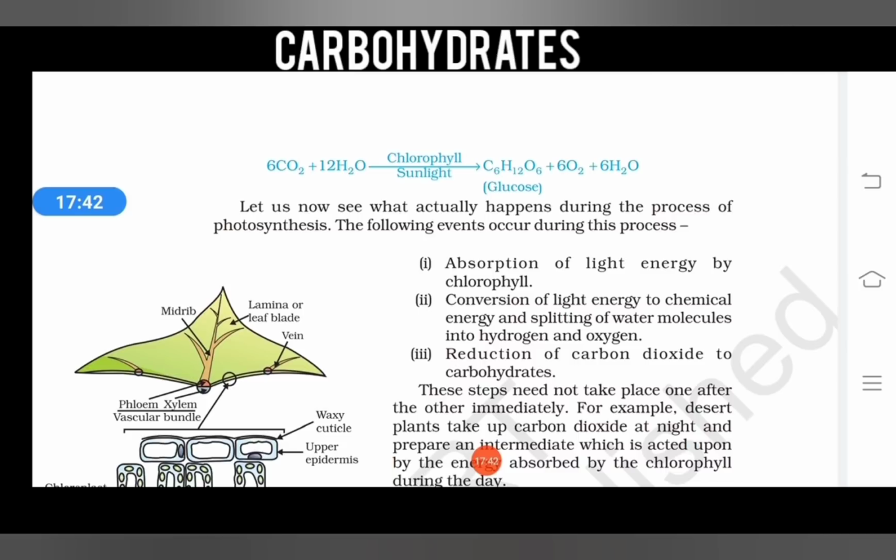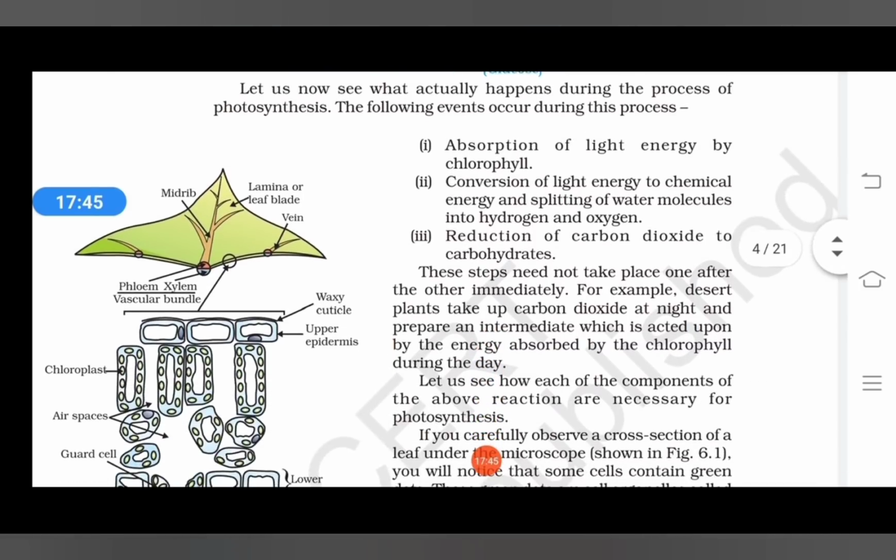So these steps need not take place one after the other immediately. For example, the desert plants take up carbon dioxide at night and prepare an intermediate which is acted upon by the energy absorbed by the chlorophyll during the day. So whatever steps are required in photosynthesis, it is not necessary that they take place one by one. It will take some time, as it is said in the book that desert plants take up CO2 at night, and they prepare the food during the daytime.